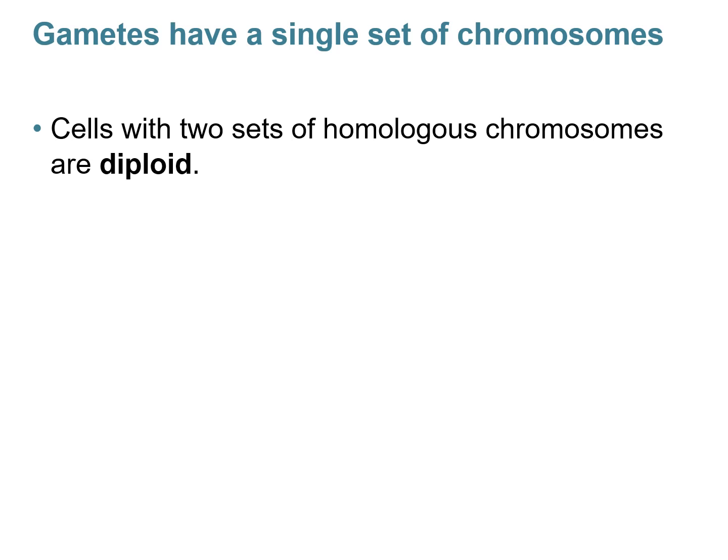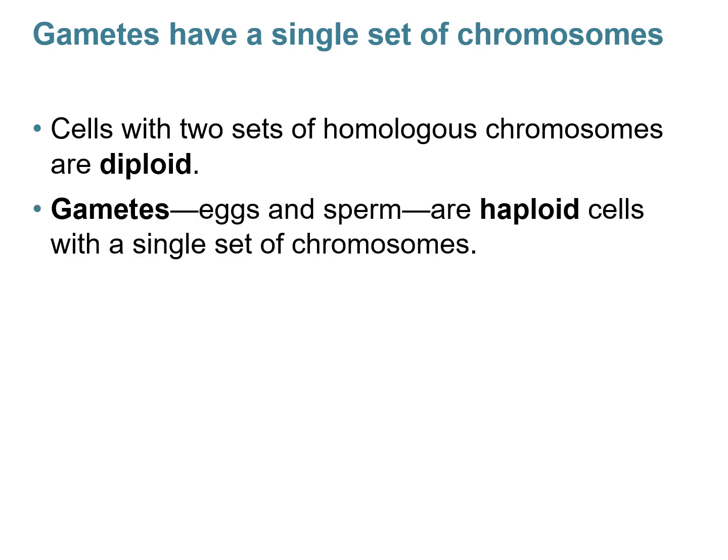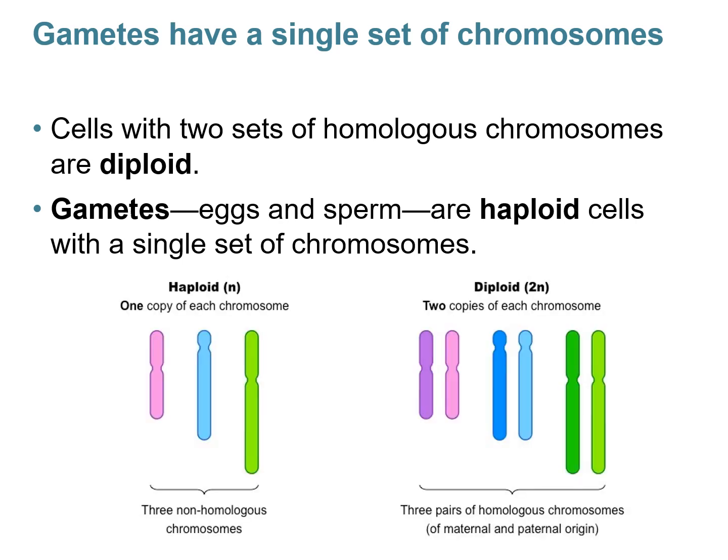Cells that have two sets of chromosomes are called diploid. Gametes, like eggs and sperm, are haploid cells. That means that they only have a single set of chromosomes. Some species, particularly plants, can have even more copies, as many as 5 or 6. But for our purposes, we will be spending time thinking about diploid cells and haploid cells.